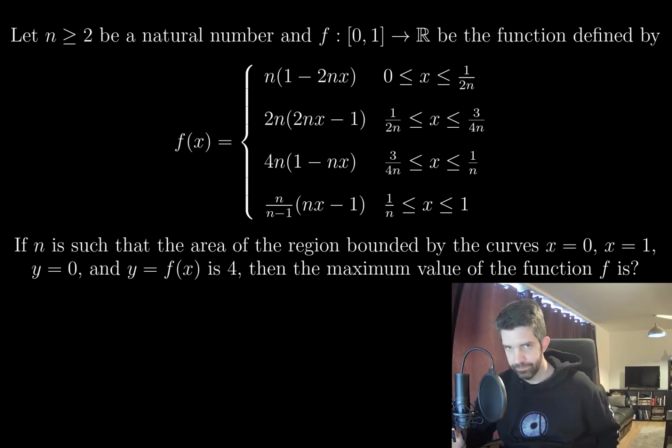I mean, in order to figure out what the value of n is, we're going to need to compute the area under the curve. I think that's just what I'm going to do. I'll compute the area as a function of n, solve for n, knowing that the area is 4, and then try and figure out what the maximum value of the function is. So it's just going to be a lot of sort of tedious computations, but okay.